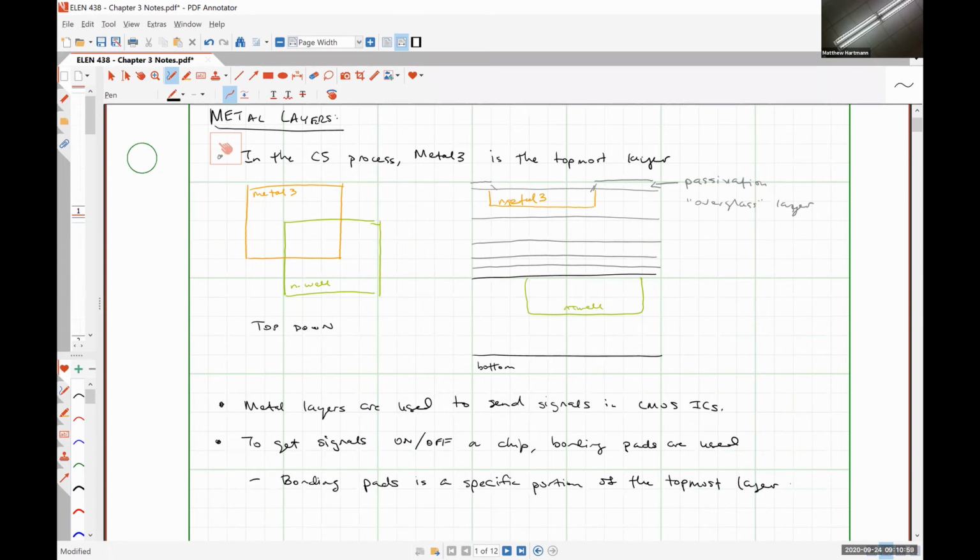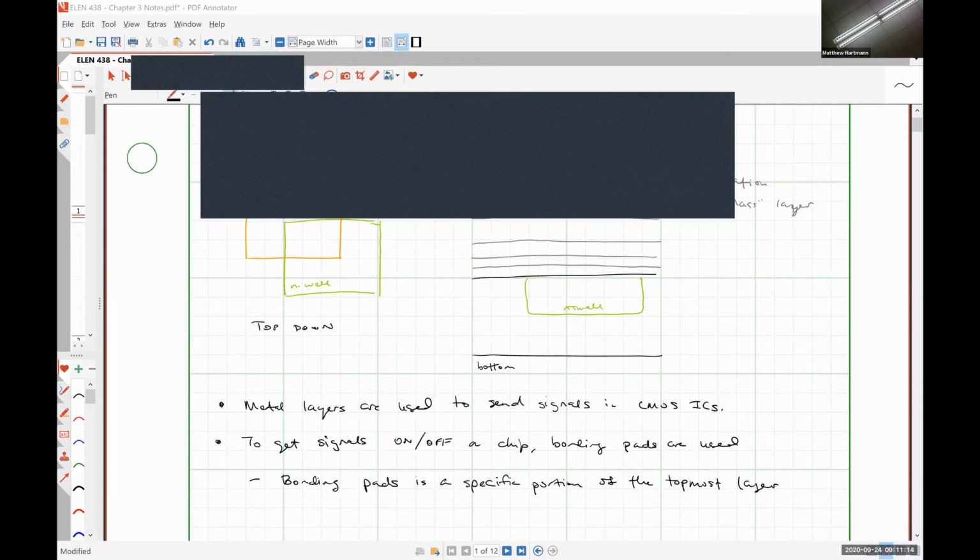So there are rules for bonding pads. So if you give me a moment, let me open up our design rule thing, which I need to get into Moodle to do that.